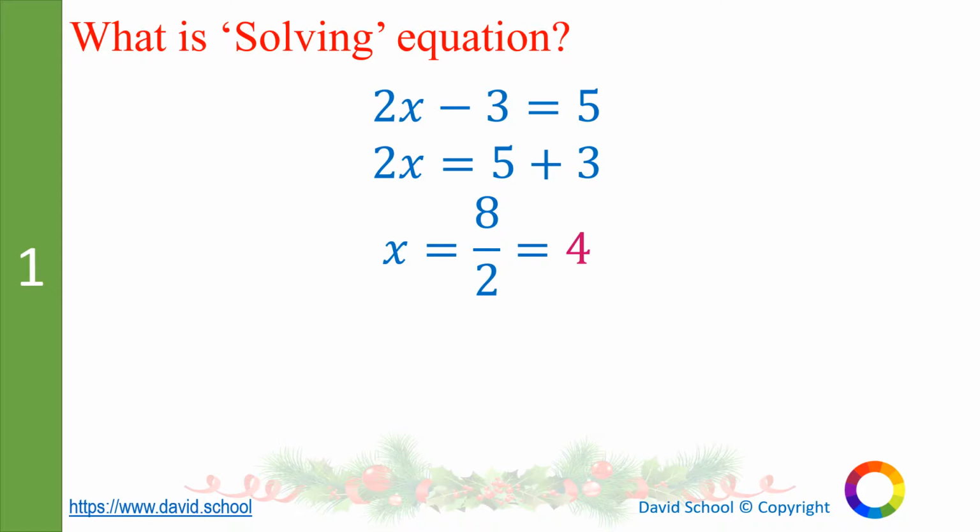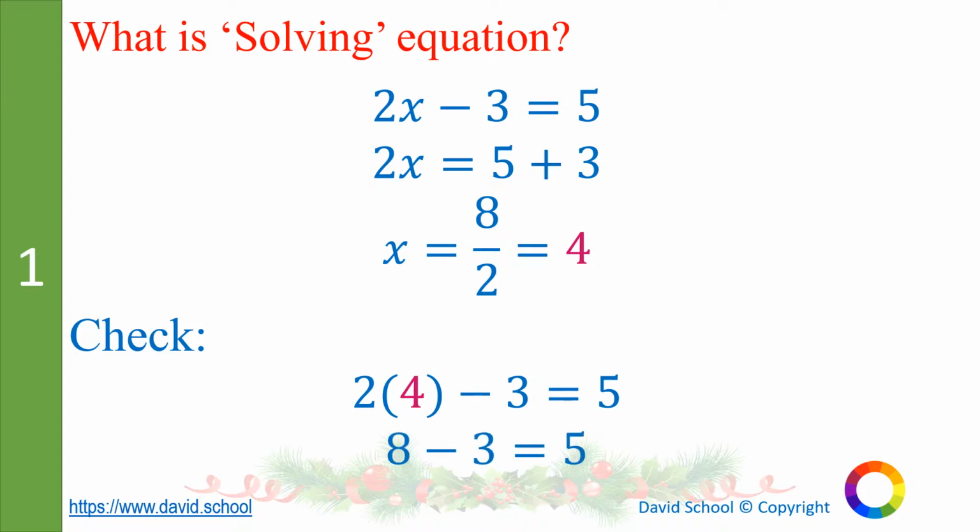To check whether this answer is right or not, substitute back this 4 in the equation. 2 times 4 minus 3 equals 5, which is 5 equals 5. The equation is satisfied, therefore 4 is the solution of the equation.